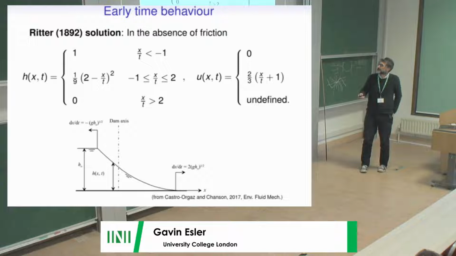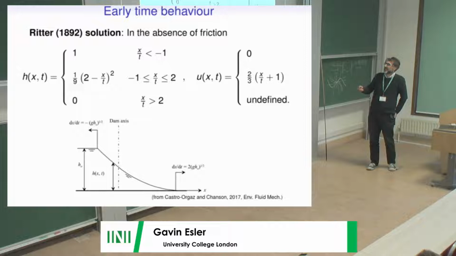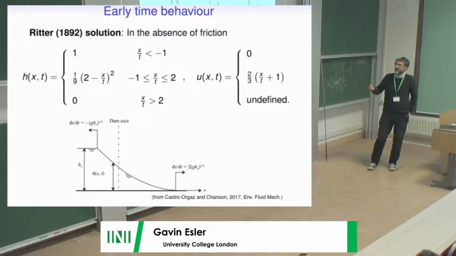So everyone is probably familiar with the Ritter solution, which dates back to the 19th century, which is that when friction is absent, there's no space or length scale in the problem at all, and you have a similarity theory which can be written out in terms of the variable x over t, and h has a parabolic profile and u has a linear profile in between the dam break rear at x over t equals minus 1 in our non-dimensional variables, and the dam break front at x over t equals 2.